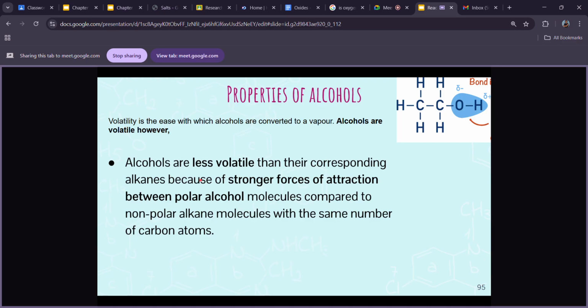However, alcohols are less volatile than their corresponding alkanes, right? Alcohols are less volatile than alkanes because of the stronger polar alcohol attraction.